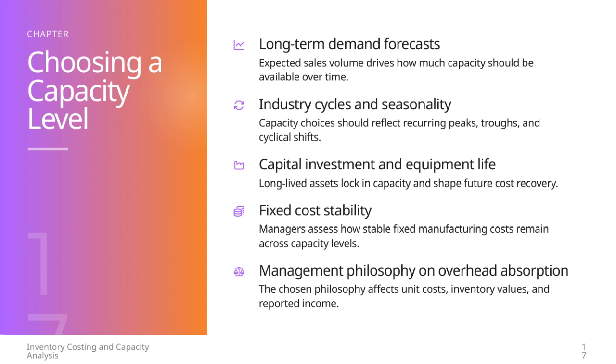Lastly, management philosophy on overhead absorption plays a big role. The way we allocate overhead affects unit costs, inventory values, and ultimately reported income. This means our choices in costing methods and capacity analysis can significantly influence financial outcomes and decision-making.